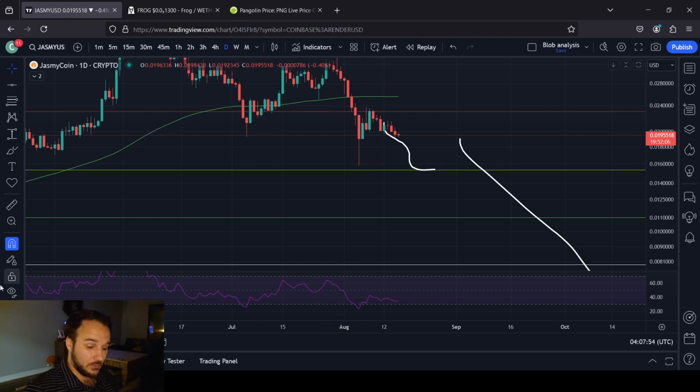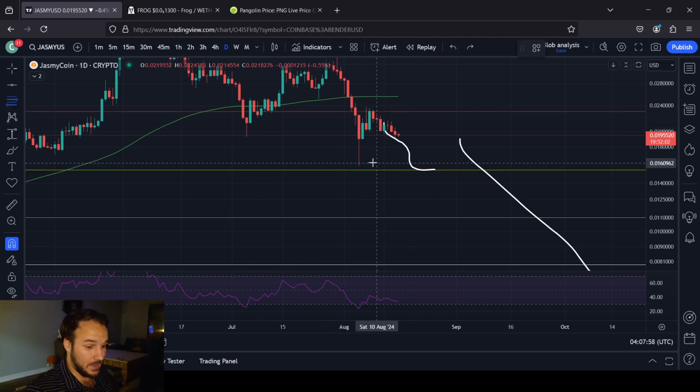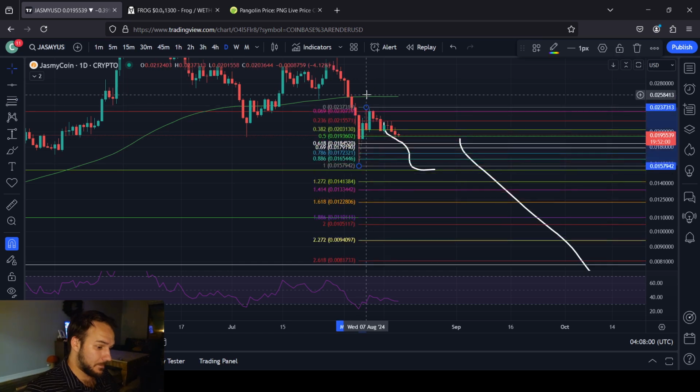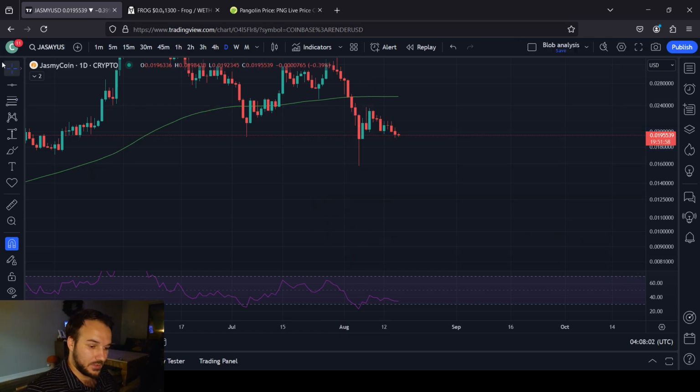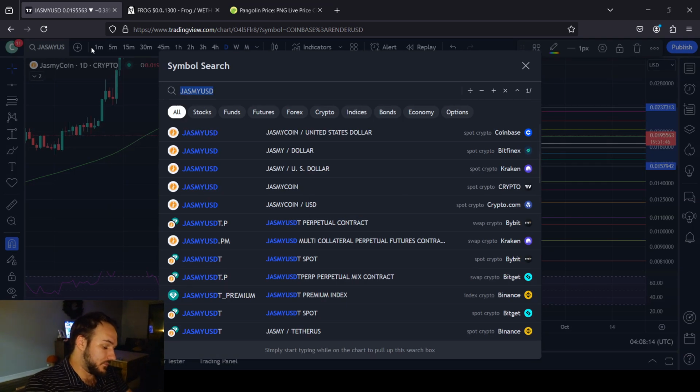Maybe not lower than this low. Maybe just a little bit lower to the yellow line, maybe. But, and actually I want to delete this. I would at least think somewhere around 1.845 cents, if not lower. That's my thoughts. Jazz hands.